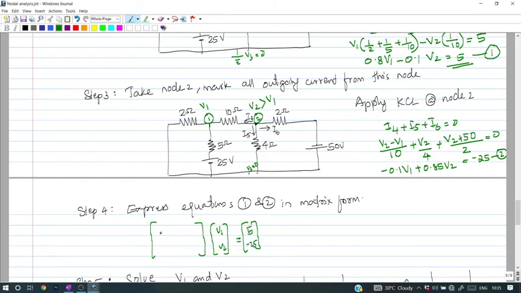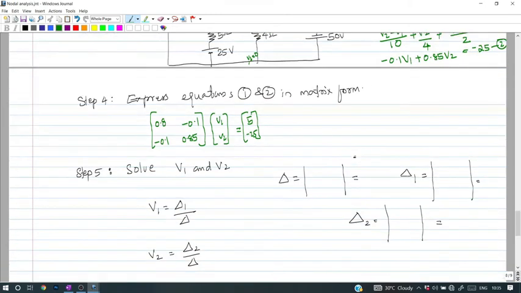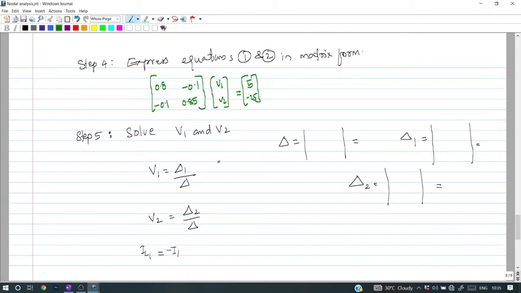What is the coefficient of V1 in the first equation? 0.8, and for V2 it is minus 0.1. Here minus 0.1 in the second equation. Here it is 0.85. Okay, this is the matrix representation of equation number 1 and 2. Then we need to find out V1 and V2. V1 and V2 can be found by means of delta 1 and delta 2. So what is delta? Delta is equal to 0.8 into 0.85 minus 0.01. The value is obtained as 0.67.